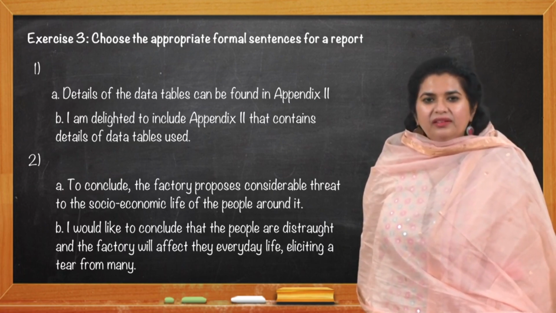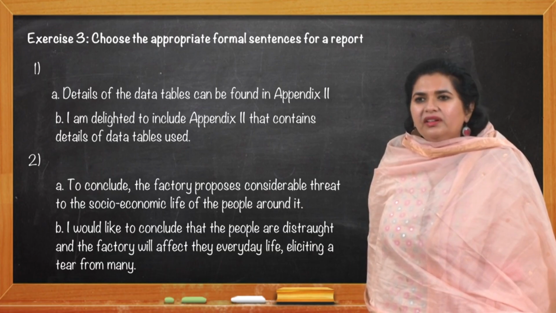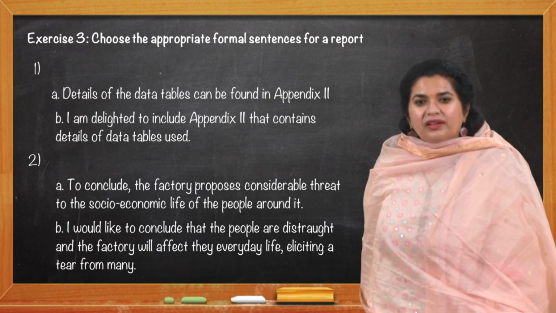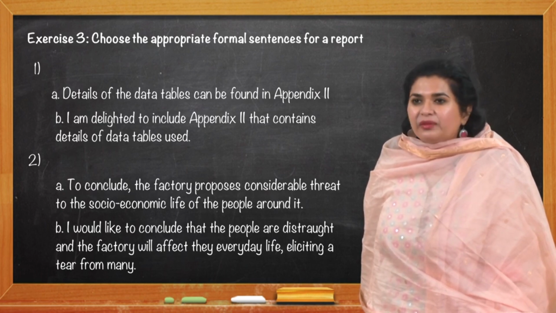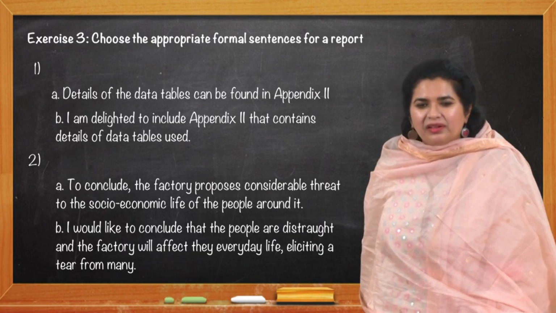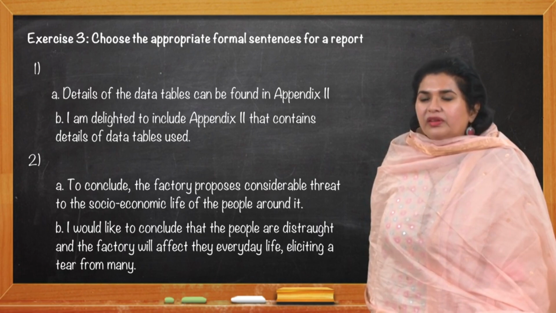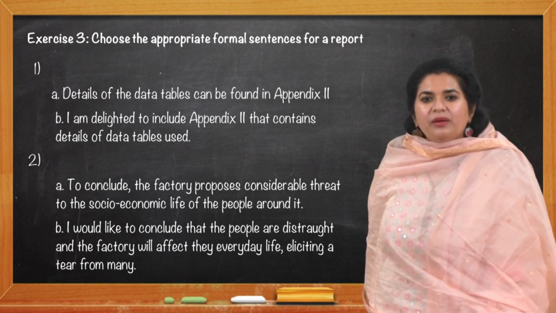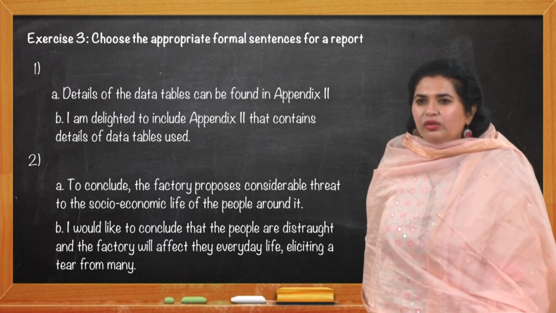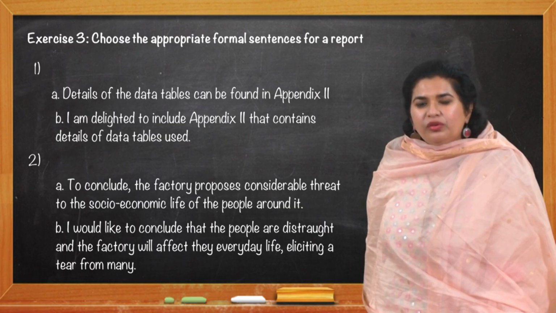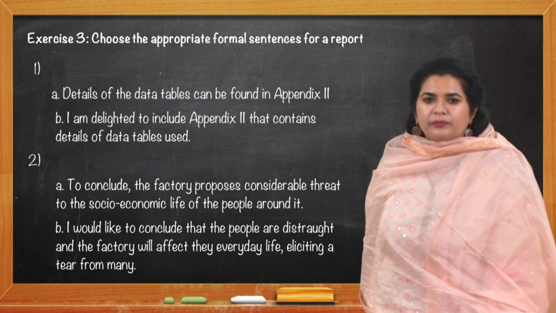In the first sentence, choice A is objective and formal. Details of the data can be found, and also note the usage of the passive structure. I am delighted. Now, this is not a letter. So tone is the problem here. I am delighted to include it. Why should you be delighted to include anything? We are not looking at personal emotions. So, the best answer is A.